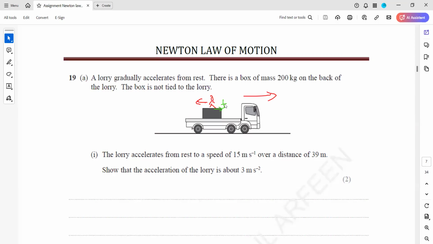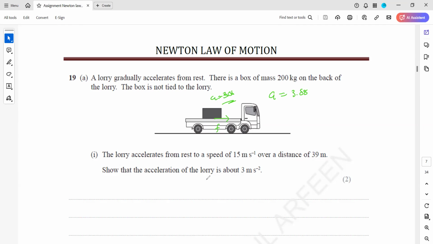So in this case, what is the direction of the friction? The direction of the friction is forward. So that means the lorry was having an acceleration of 3.88. The box should also have an acceleration of 3.88.